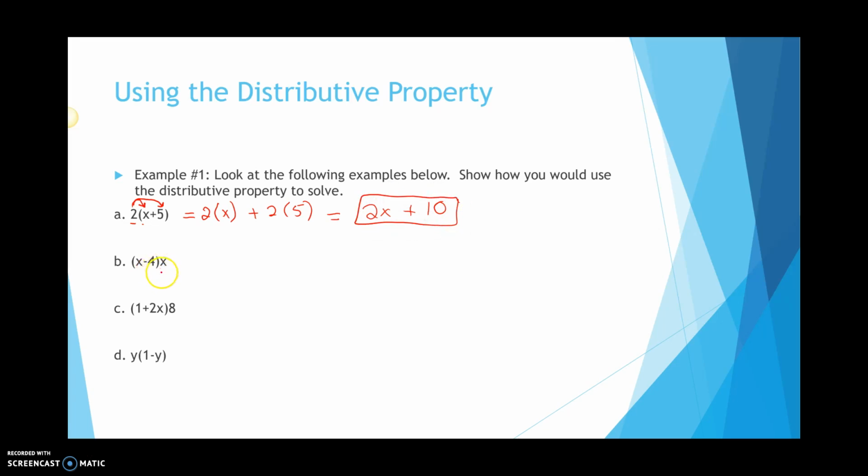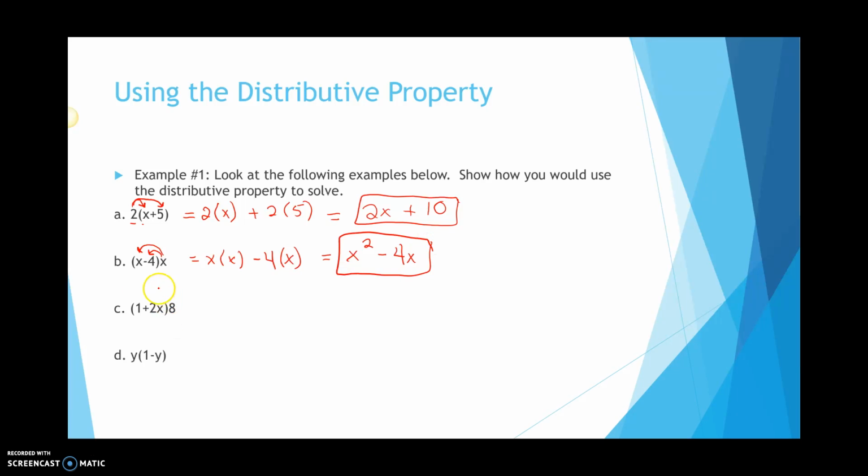Next one, notice my value is outside of the parentheses at the end. That will not make a difference when you're solving this. You just distribute the x to each term inside the parentheses. So we look at this as x times x minus, now you always put the value first, so minus 4 times x. How can we simplify this for our final answer? Well, x times x is x squared minus 4x, and that would be my answer.